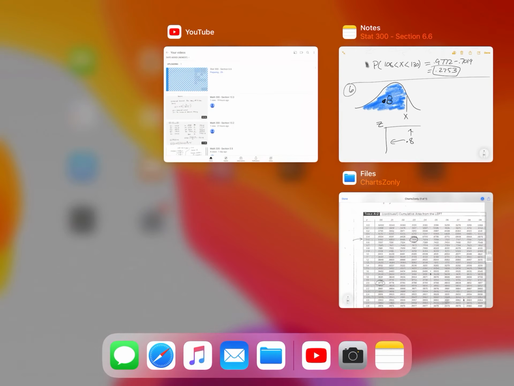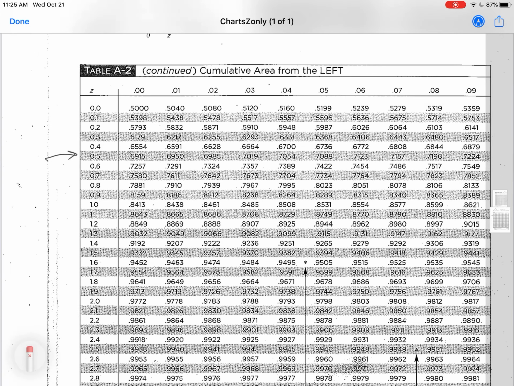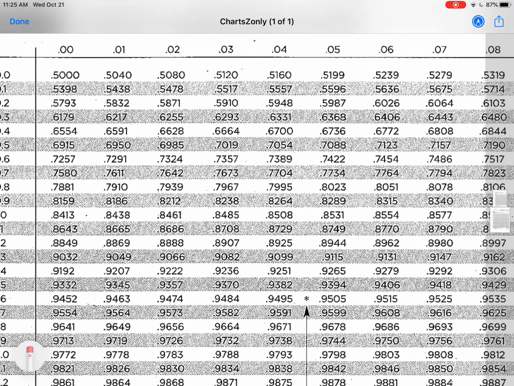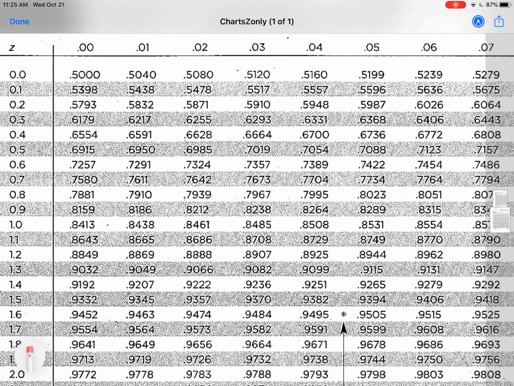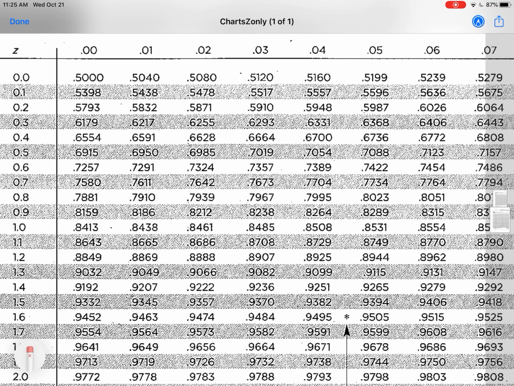So I'm going to come here. Let me take a moment to erase all the other marks. And I want you to just look at this chart for a moment and see if you can find the number that's closest to 0.8. Okay, so we're going to scan down. Numbers are getting bigger as we get down, and I'm getting closer. 0.7935, 0.7967, 0.7995. That's super close.